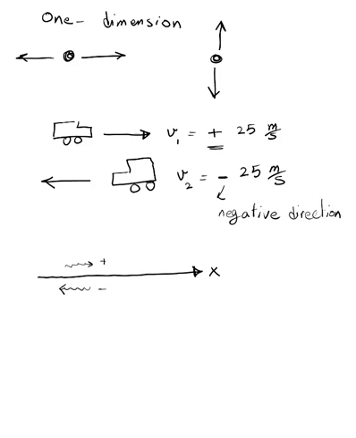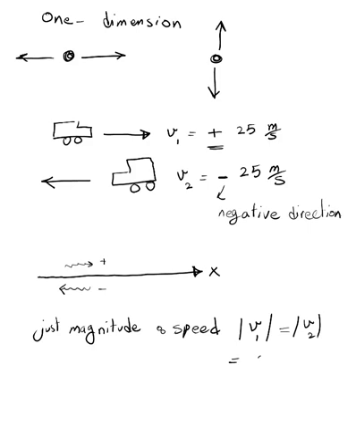Because this negative and positive sign shows the direction, we can say that velocity is a vector, right? But the speed of each car is the absolute value, or just the magnitude. So it's not called velocity anymore. We can say the absolute value of V1 equals the absolute value of V2 equals 25 meters per second. When I put these two lines here, it means that I'm talking about just the magnitude. We don't care about direction anymore. So this is called absolute value, or just the magnitude.